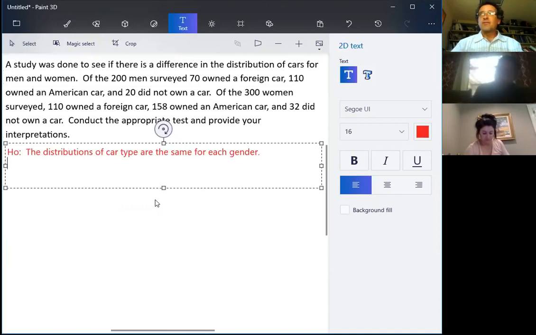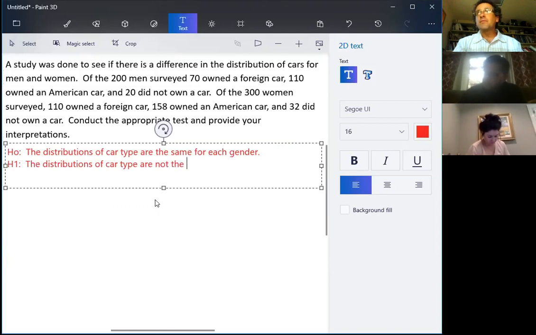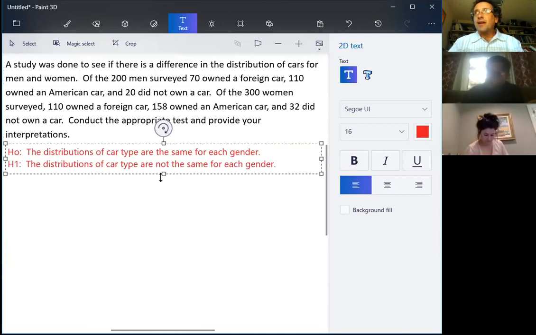And then H1. Notice this isn't about uniform. It's one being the same as the other. So H1 is the distributions of car type are not the same for each gender. Is that clear?